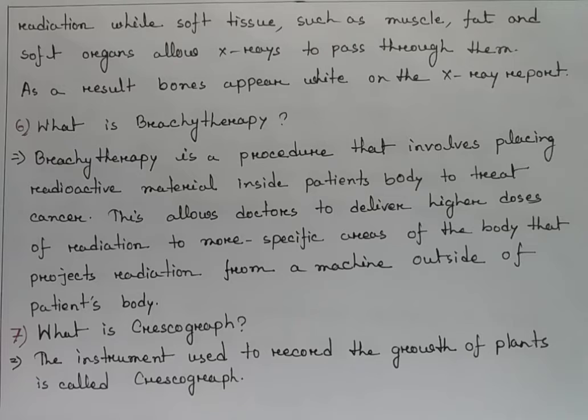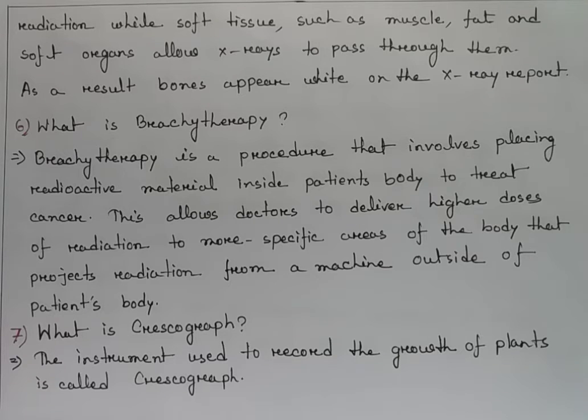This mainly involves keeping some radioactive element on a specific area of a patient's body, and the activity of that radiation is observed outside of the patient's body through a machine, and the total process is called brachytherapy. And as this is a therapy, this is mainly used for cancer detection, cancer treatment, or tumor detection, for that type of diseases.